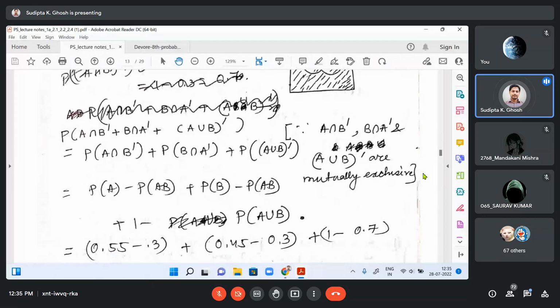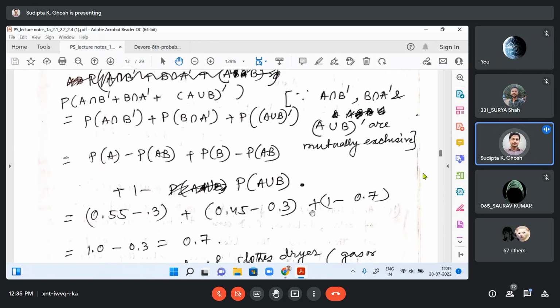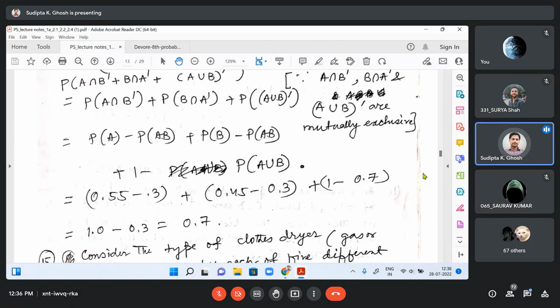See this line. Is it fine for everyone? A intersection B complement, B intersection A complement, and A union B total complement. Then they have calculated the total and all the things they have done. So 0.77, 0.73, like this they have done them. It's the final one.